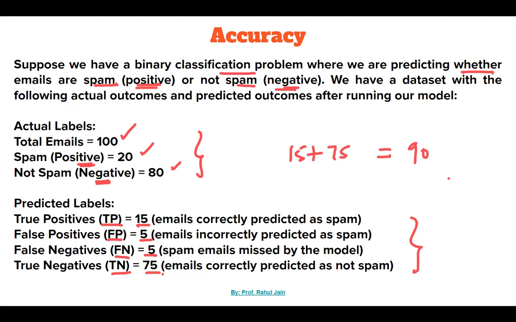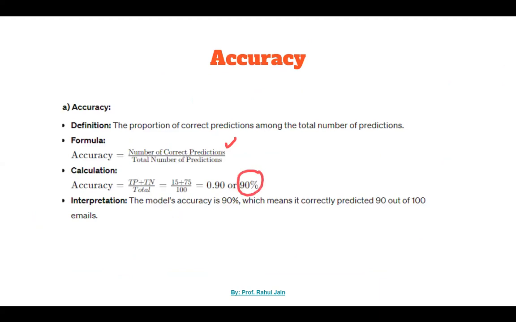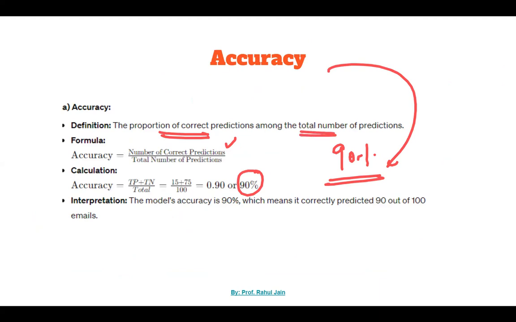Divide by the total, that is 100. So what are you getting? You are getting 9 by 10, that is 0.9, nothing but 90%. So the accuracy is 90%. Accuracy is the proportion of correct predictions among the total number of predictions, that is 90%. So what can we derive? That the model's accuracy is 90%. So accuracy is the number of correct predictions, that is true positive plus true negative, divided by total, right? I hope this is clear, right?